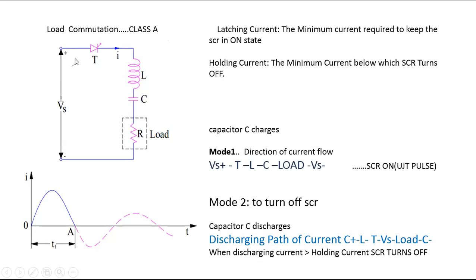Right. So why is this circuit in this manner? This load commutation represents the circuit containing load commutating components which are placed in series with the load. Commutating components are used to turn off the SCR. Now we start the explanation. When the supply is on, mode 1, we have to start with mode 1. When the supply is on, direction of current starts at the positive terminal. So current flows from positive terminal Vs plus to SCR, SCR to inductor, inductor to capacitor, capacitor to load, and load back to the source.